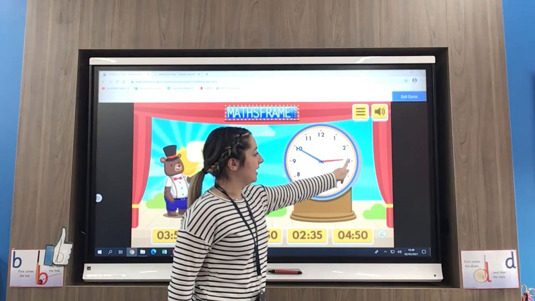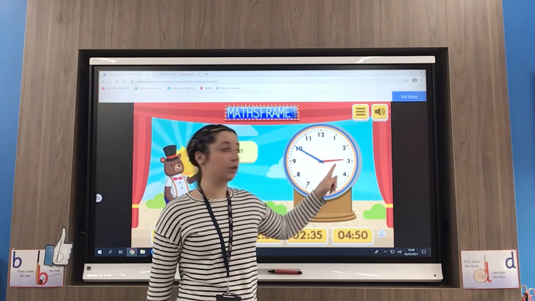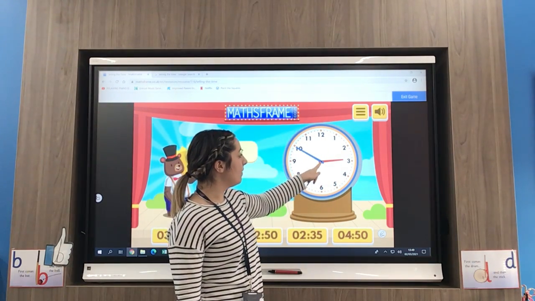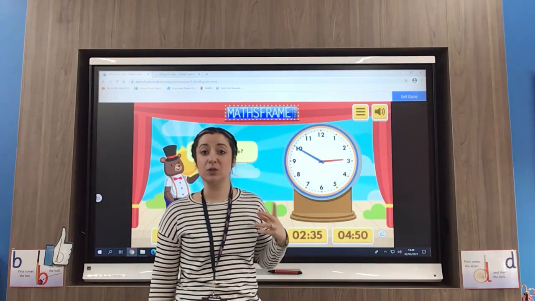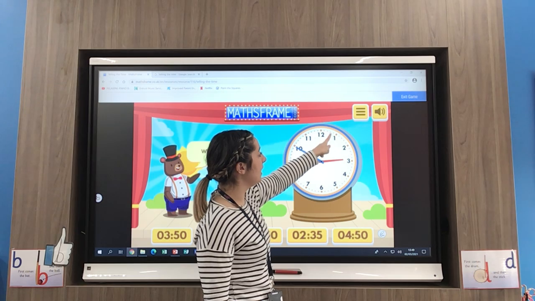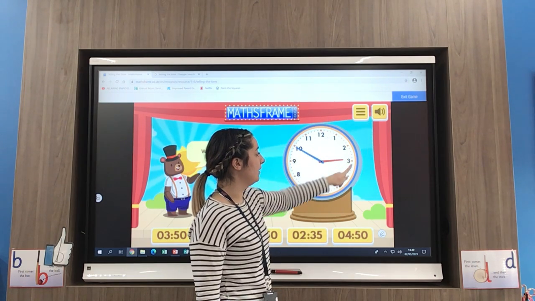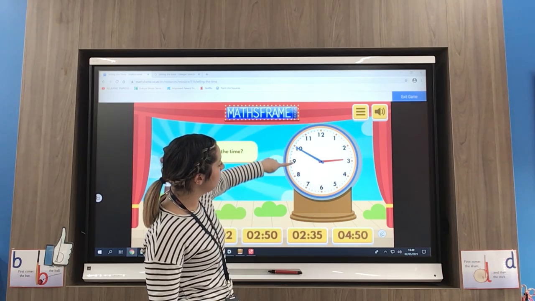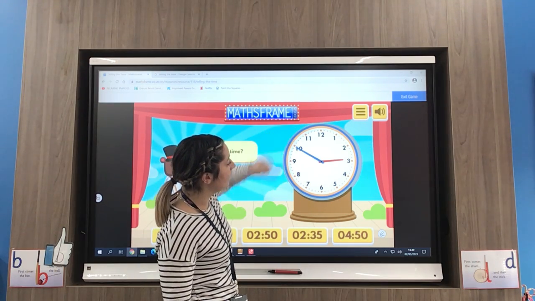Okay, so we've already said that the hour hand has not quite got to the 3. It will be 3 o'clock, but not for another 10 minutes. So how many minutes past 2 are we? Because we are still in the second hour. So you can count along with me. 5, 10, 15, 20, 25, 30, 35, 40, 45, 50.